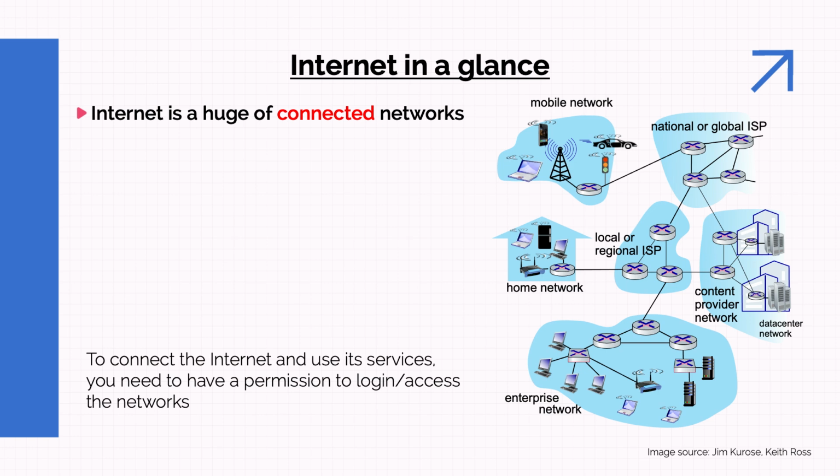First, we want to see the internet at a glance. The internet is a very huge connected network, and on the left and right sides you can see the mobile or cellular network, home networks, campus networks in universities, enterprise networks for big companies, or local, regional, or national and global ISPs. That's an Internet Service Provider.